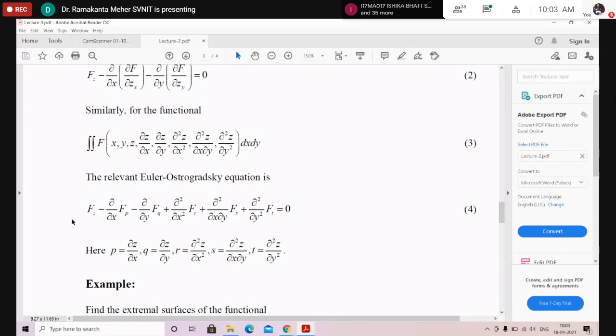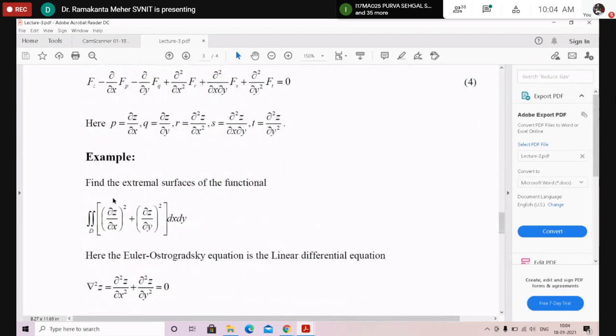So here the relevant Euler equation is: del F by del Z minus del by del X of F_P, where P is del Z by del X, and del by del Y of F_Q. That means this del by del X is the differentiation with respect to del Z by del X. Here del by del Y of F_Q, plus del 2 by del X square of F_R, plus del 2 by del X del Y of F_S, plus del 2 by del Y square of F_T, that's equal to zero.